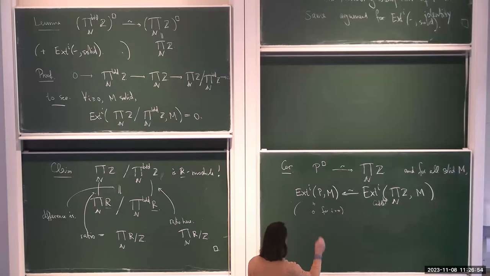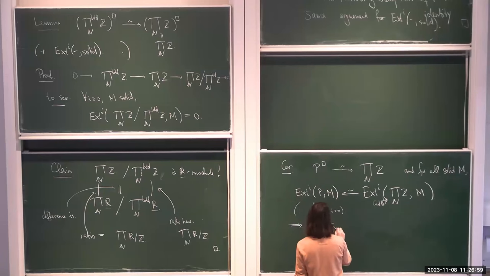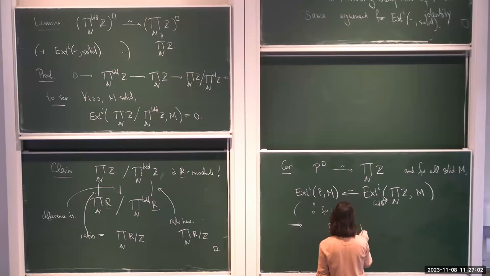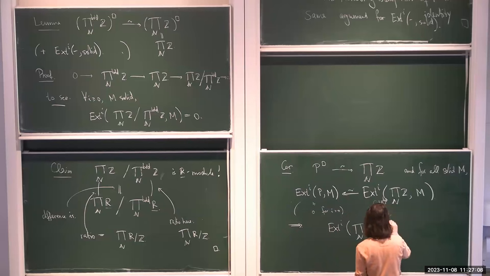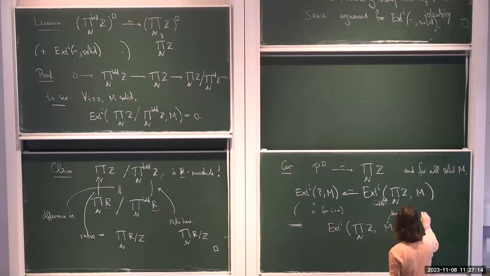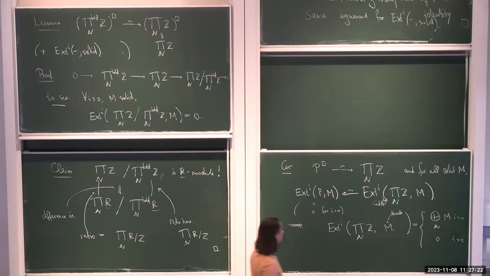So, in particular, we recover that Ext^i in condensed abelian groups from this product of copies of Z to, say, M, which is a discrete abelian group, is just a direct sum of copies of M for i equal to zero, and zero for i positive. So this is something that I also proved at the very end of the last lecture. And actually, I imagined it would be an input into today's lecture, but now one can present the argument so that it's a corollary here.